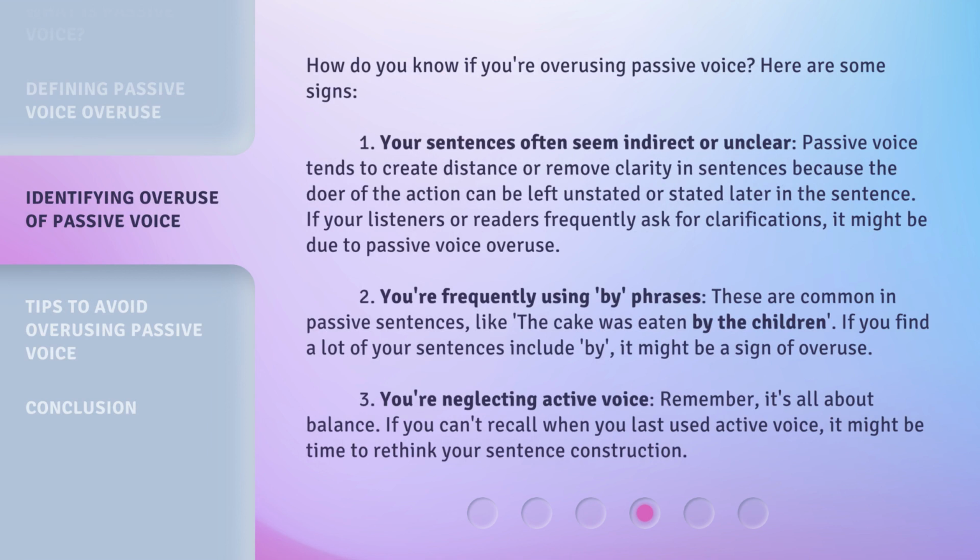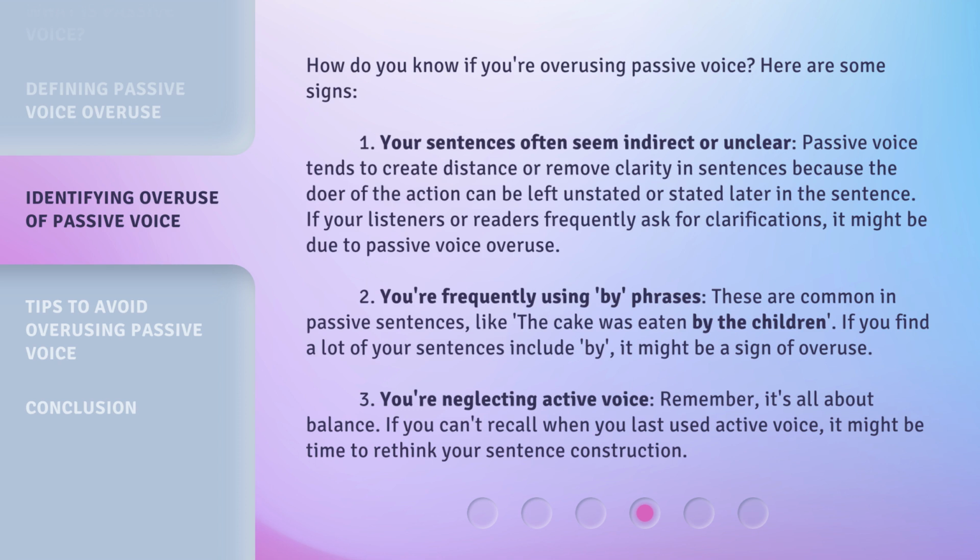How do you know if you're overusing passive voice? Here are some signs. 1. Your sentences often seem indirect or unclear. Passive voice tends to create distance or remove clarity in sentences because the doer of the action can be left unstated or stated later in the sentence. If your listeners or readers frequently ask for clarifications, it might be due to passive voice overuse.